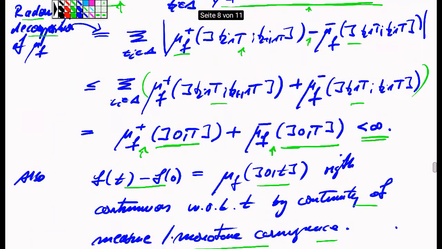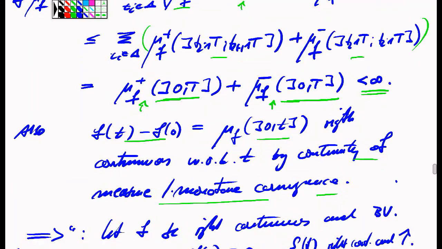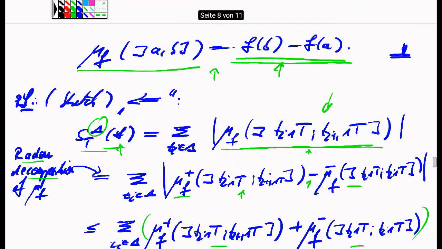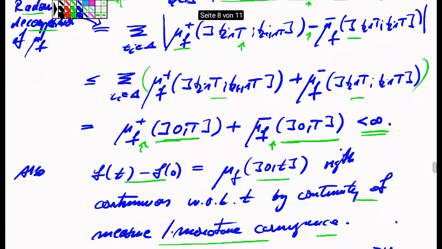So this shows that whenever you have a locally bounded signed measure on the real line, then there is a right continuous function of bounded variation which is unique up to an additive constant and which is related to the measure by this formula here. And this measure, the measure mu f, is then the Lebesgue-Stieltjes measure.